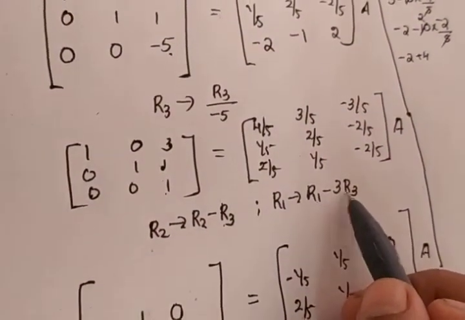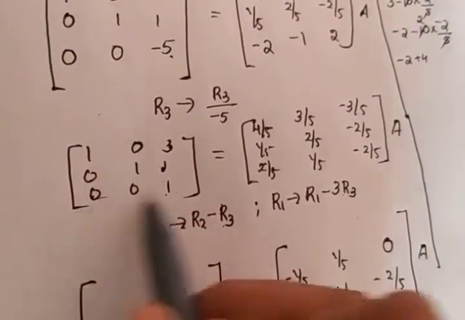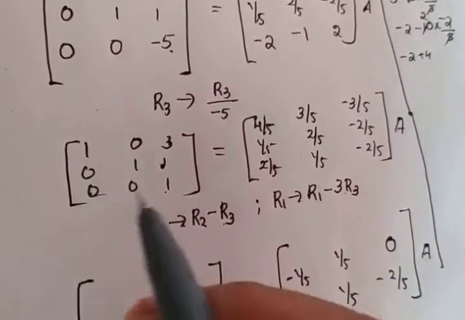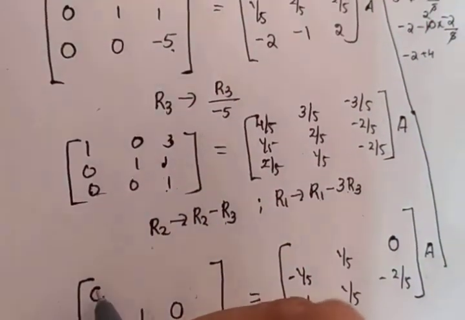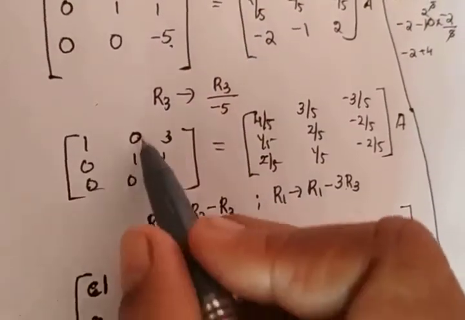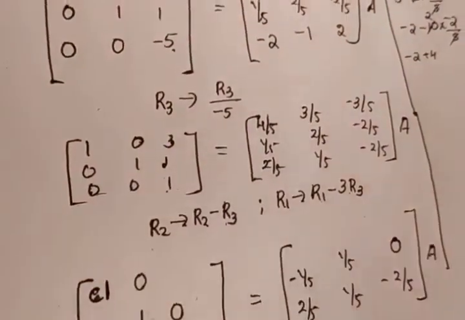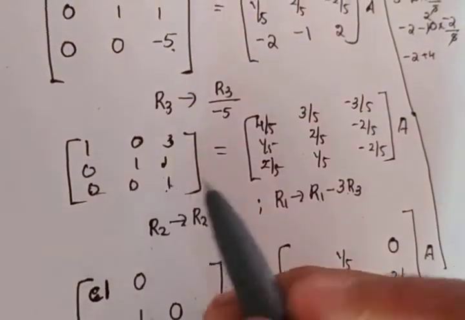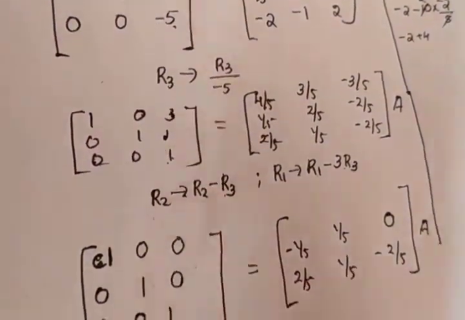What happens to R1? 1 minus 3 into R3. That means we have to multiply with 3 and subtract. So 1 minus 3 into 0 is 1 minus 0, which gives you the value 1. Again these two elements are 0, so nothing happens, it is 0 itself. 3 minus 1 into 3 will give you 0. So we got the identity matrix.